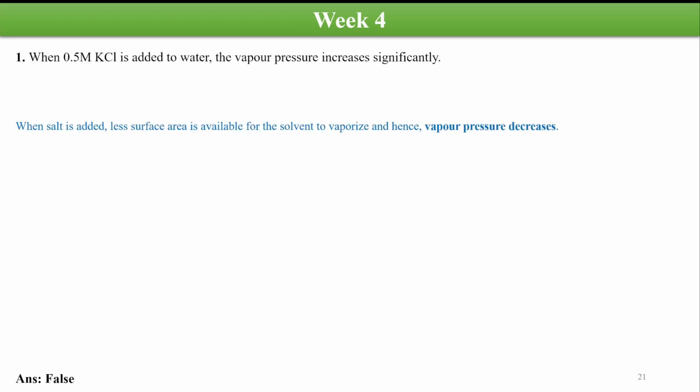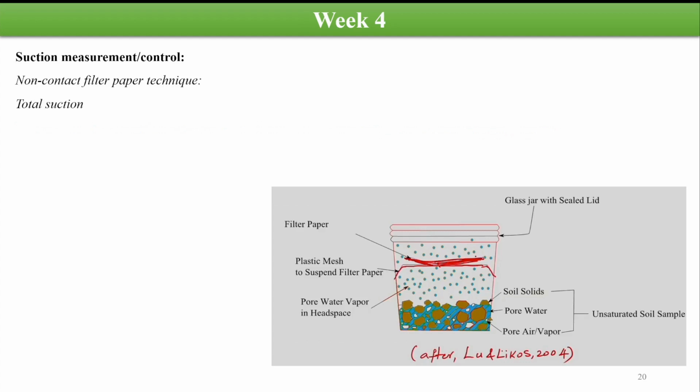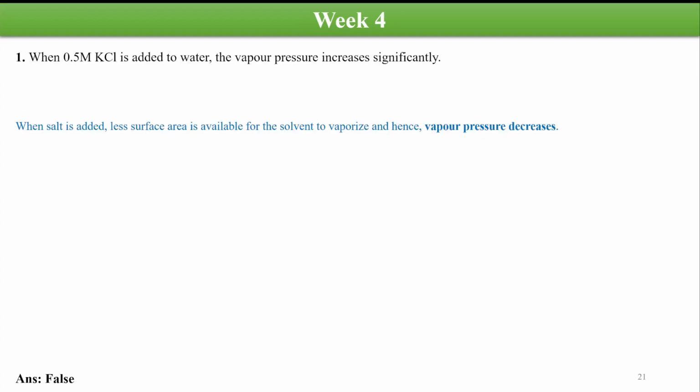Now we'll be jumping to the assignment questions for week 4, and we'll try to see the answers for these questions. So the first question is that when 0.5 mole KCl is added to water, the vapor pressure increases significantly. If you read the experiment, it is said that some salt is added to the water, and it is asking if the vapor pressure will increase significantly. So this is what we know, that as the salt is added in the water, the surface area that is available for the solvent to vaporize is always lesser. So less surface area is available for the solvent to vaporize. Therefore, the vapor pressure will decrease. And the statement reads that after adding this salt in the water, the vapor pressure will increase significantly. So this statement may not be totally correct.